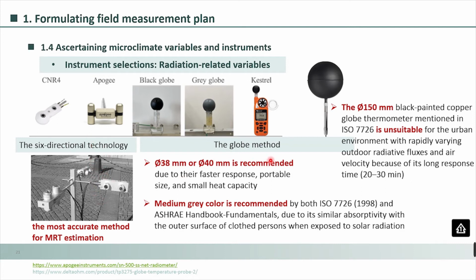Alternatively, you can use globe temperature to estimate TMRT. A medium gray globe with a 38 to 40 millimeter diameter is recommended. You can see this photo.